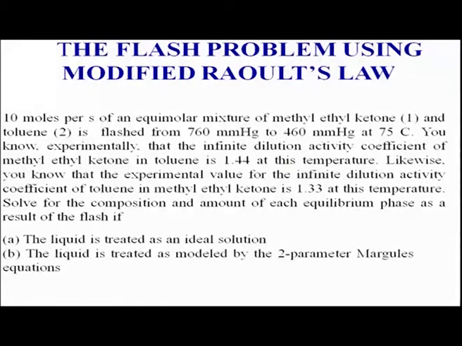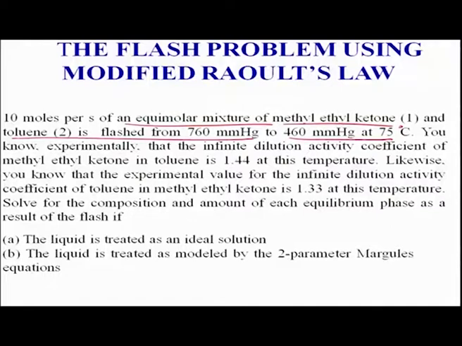Okay, so now again we are going to put it in a different one, but here instead of water and ethanol we are going to consider a different system. So, let us look at the problem again. Here is 10 moles per second of an equimolar mixture of methyl ethyl ketone and toluene flashed from 760 millimeter Hg to 460 millimeter Hg at 75 degrees Celsius.